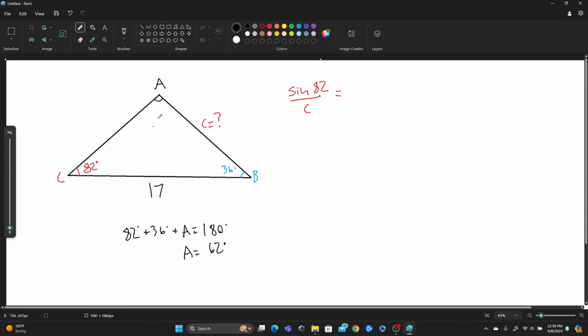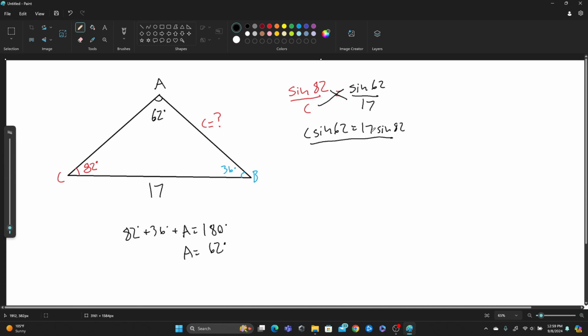So now that we know that angle A is equal to 62 degrees, we have our first complete ratio in the triangle. We have sine of 62 degrees, angle A, over 17, which is side A, is equal to sine 82 over side C. So now we can just do what we've been doing, cross multiply. So C sine 62 is equal to 17 sine 82.